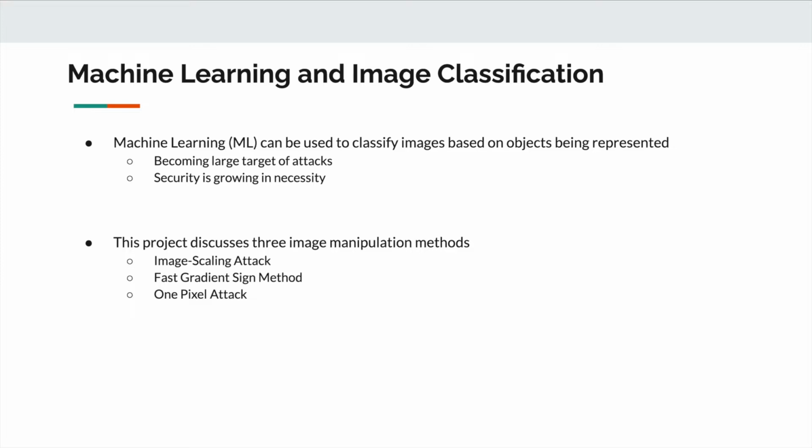And the three types of image manipulation methods or attacks that we'll be talking about are the image scaling attack, the fast gradient sign method, and the one pixel attack. And when it comes down to all three of these attacks, the main focus is to fool the machine learning model into producing the wrong answer.